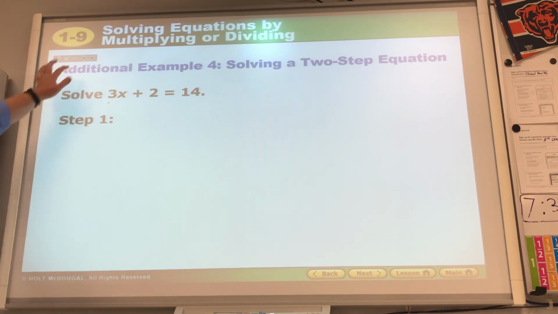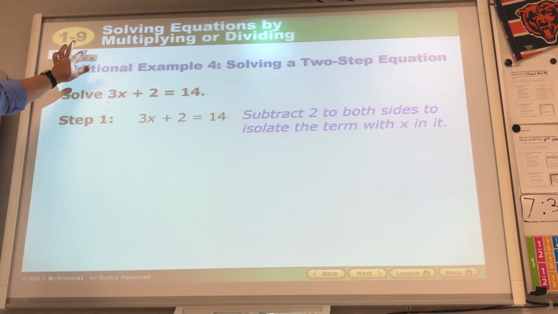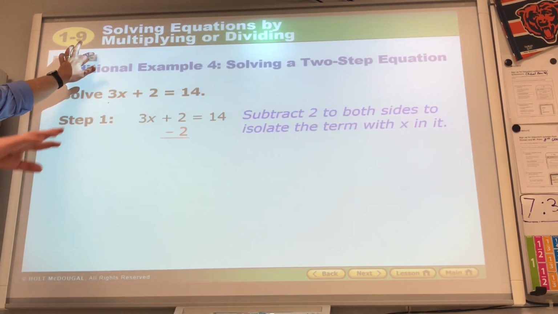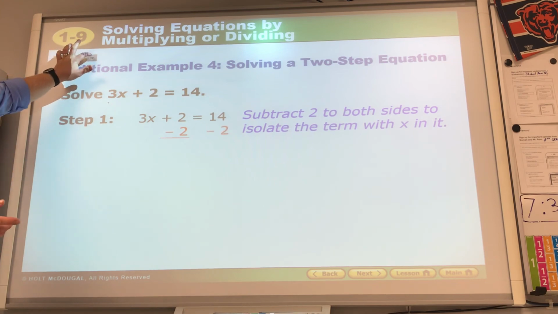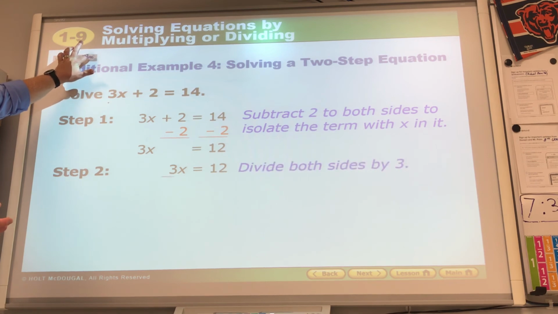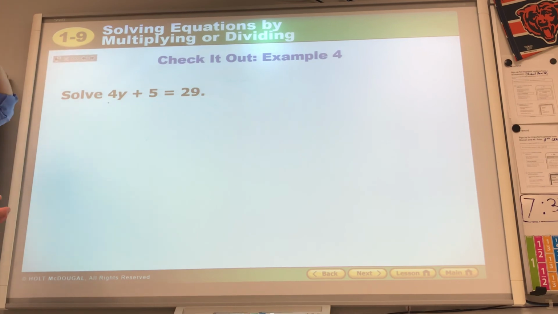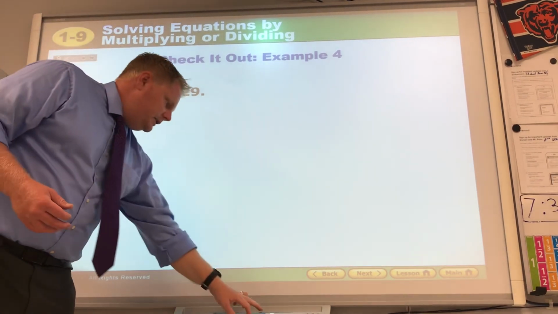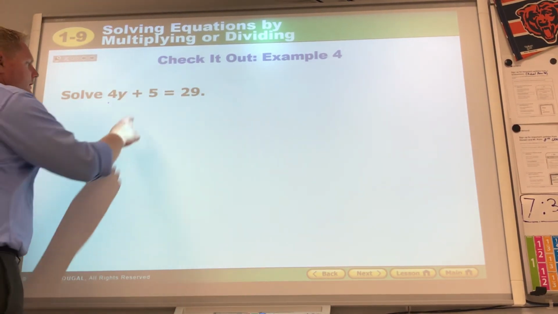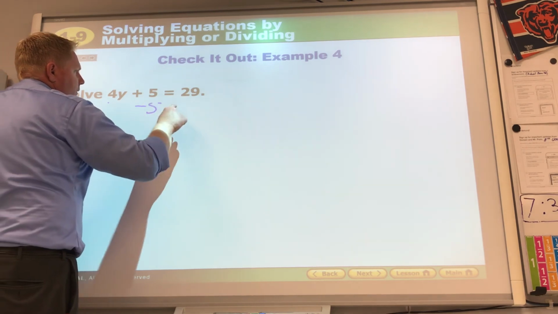All right. We move on. Step 1, they're going to show us here. Subtract 2 from both sides, because remember, PEMDAS is flipped on its head. All right. Then step 2, we undo the multiplication with division, and we get 4. All right, here, hopefully you're seeing, Carson, that we need to subtract 5.